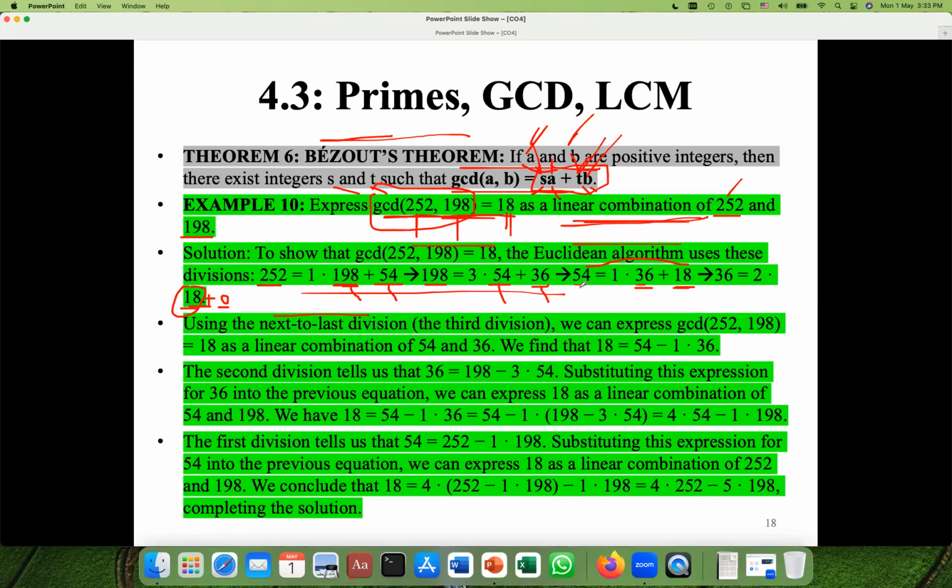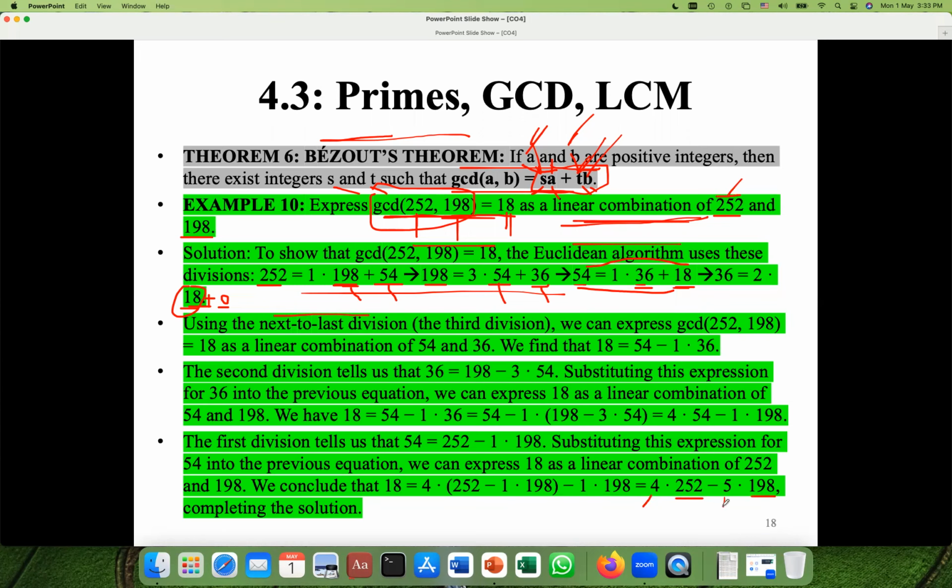So here we know that the GCD of 252 and 198 is equal to 18. We can express this GCD as a linear combination of 252 and 198. This A is 252 and this is 198. The final form would become like that. You can see 252, 198, and you have something here.